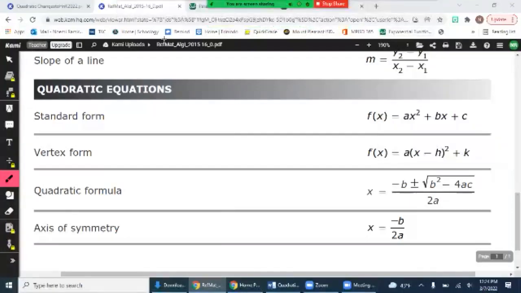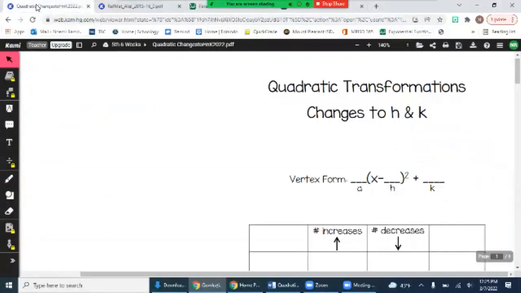Okay, on Thursday, we saw the changes to A and C. A and C can be found in standard form. Today, we're going to be looking at the changes of H and K. H and K is found in vertex form. Half of this is still covering A and C, so if you were still a little bit confused on A and C, we'll get to see that again. Now, H and K, that is found in vertex form.